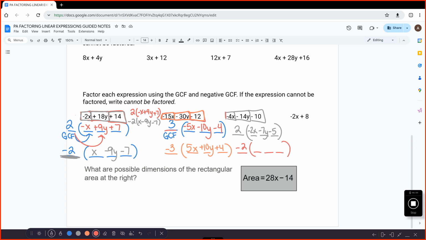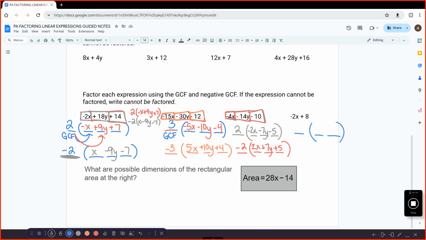All right, so negative 4x divided by negative 2 is positive 2x. Negative 14y divided by negative 2 is positive 7y. Negative 10 divided by negative 2 is positive 5. All right, and now we're going to do the same thing for the last example.